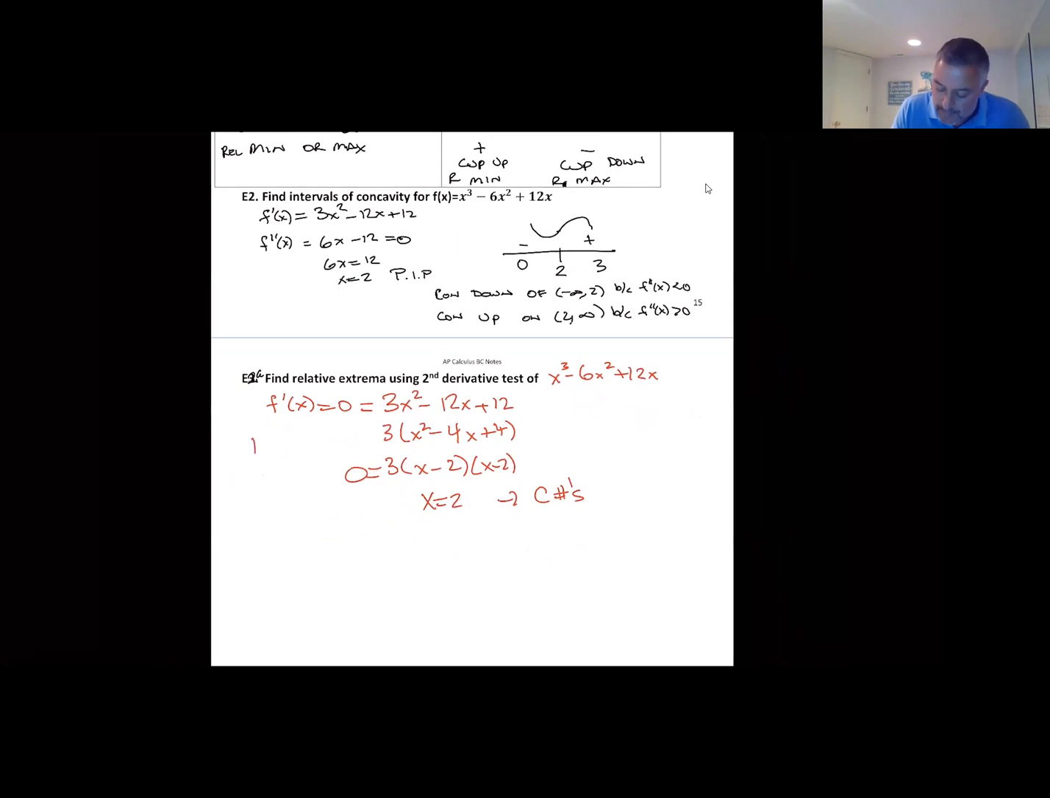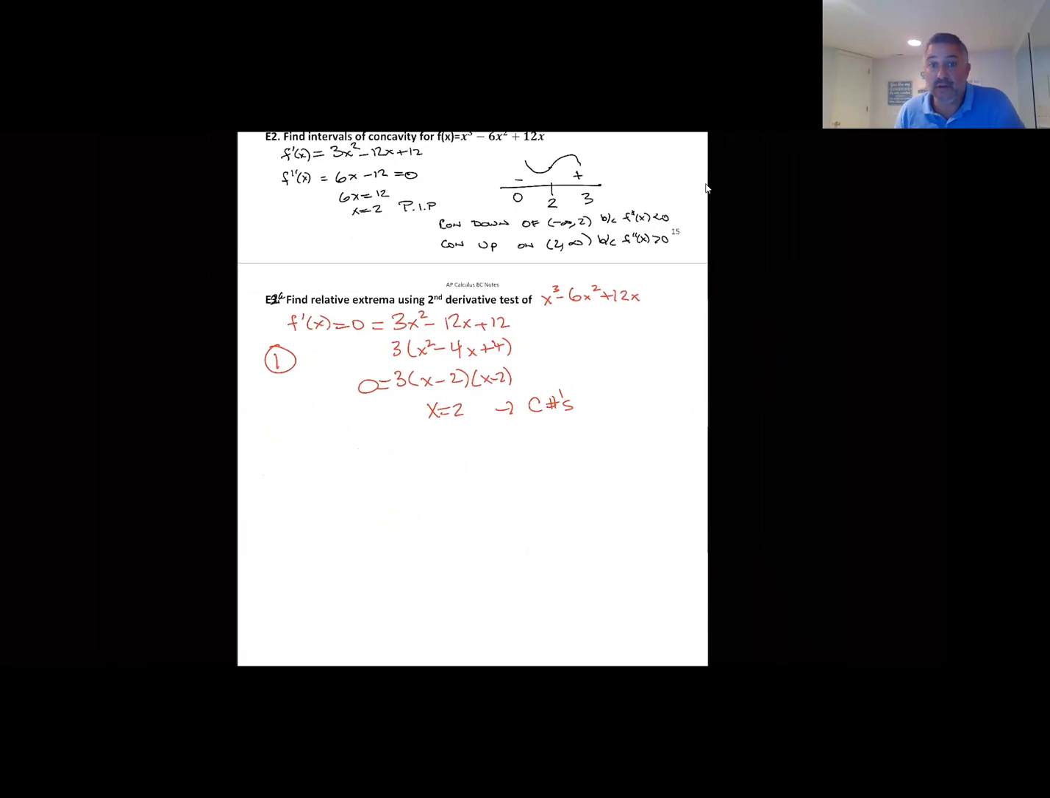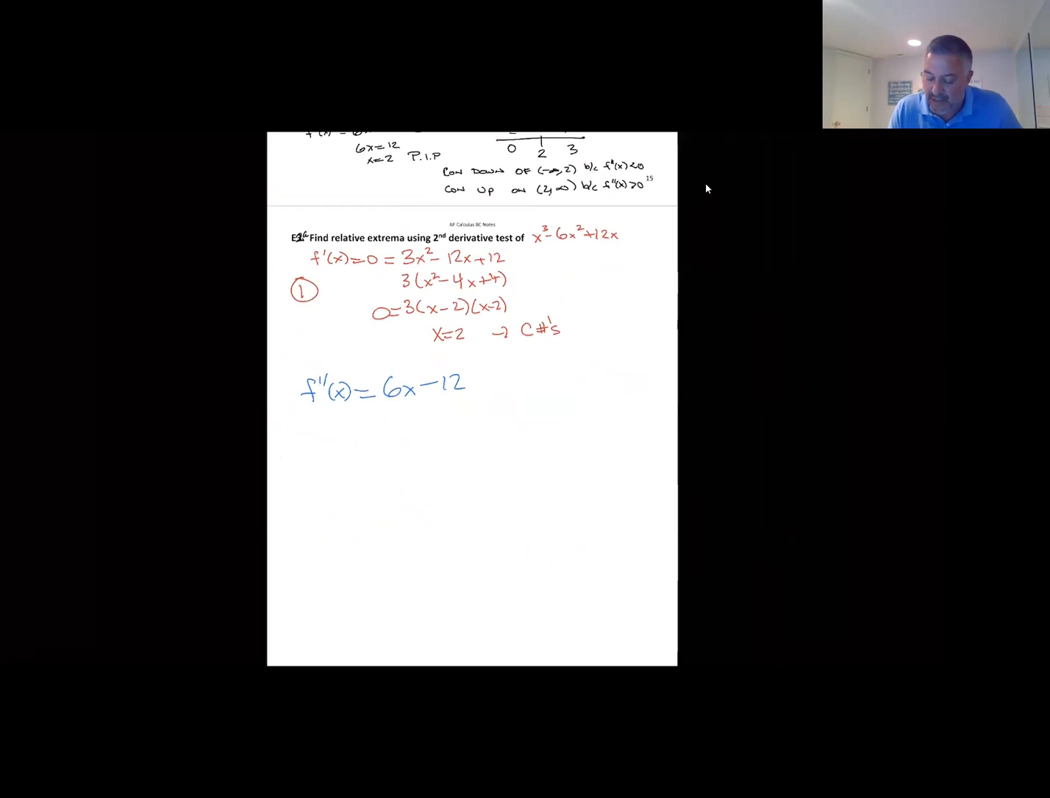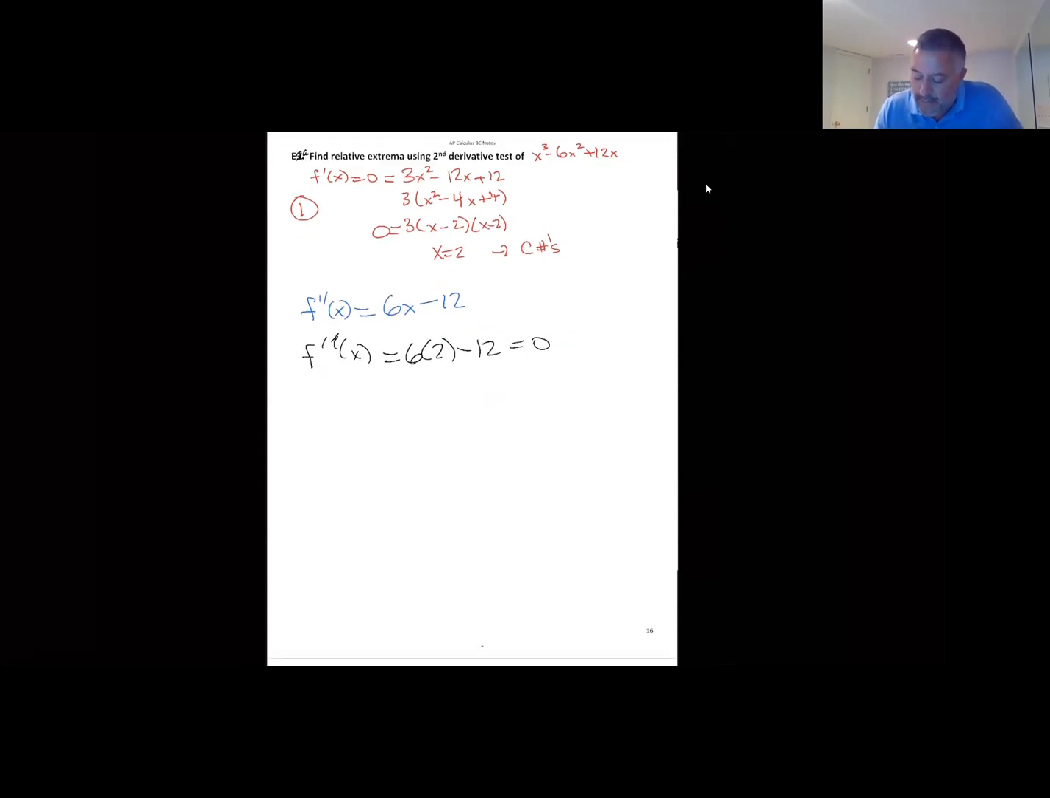That's part 1. Part 2, find the second derivative. F double prime of x, the derivative of the derivative, we did it earlier, 6x minus 12. Evaluate my point in the second derivative. F double prime of x equals 6 times 2 minus 12, which equals 0. Test fails. But I don't stop there.